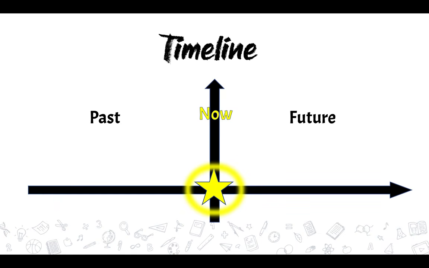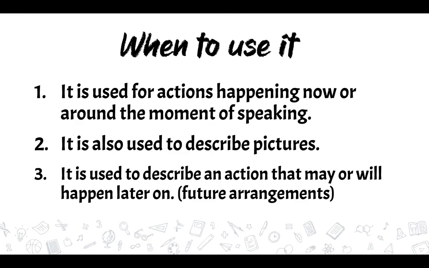You know that for the timeline, we need the horizontal line that represents the past on the left side, and the future on the right side. Then we have a vertical line representing now. Then we have a star and a circle. Okay, what does it mean? That's where the present continuous, present progressive is. So, it is an action happening now or around the moment of speaking. It is used to describe pictures. It is used to describe an action that may or will happen later on, like a future arrangement.